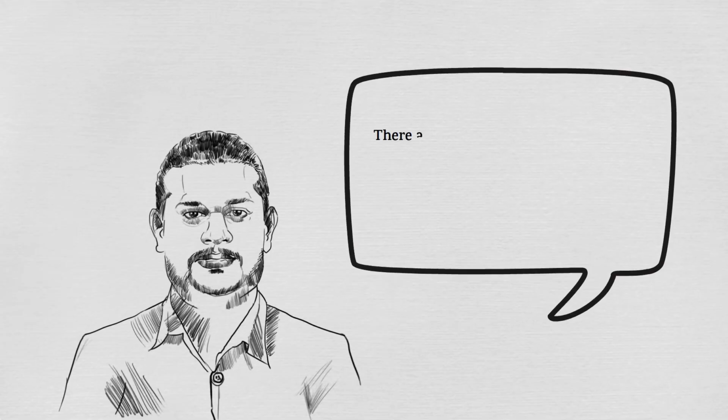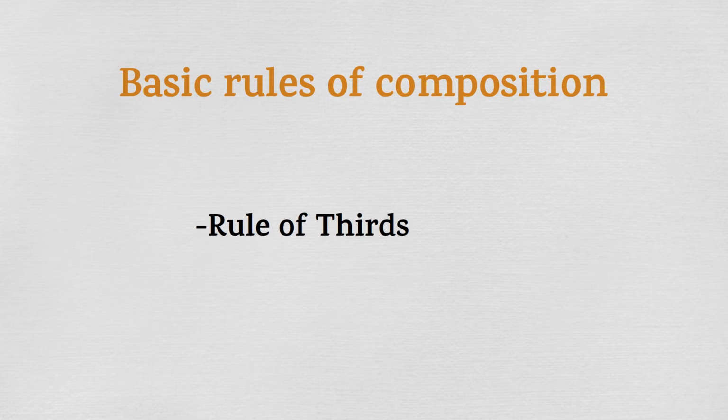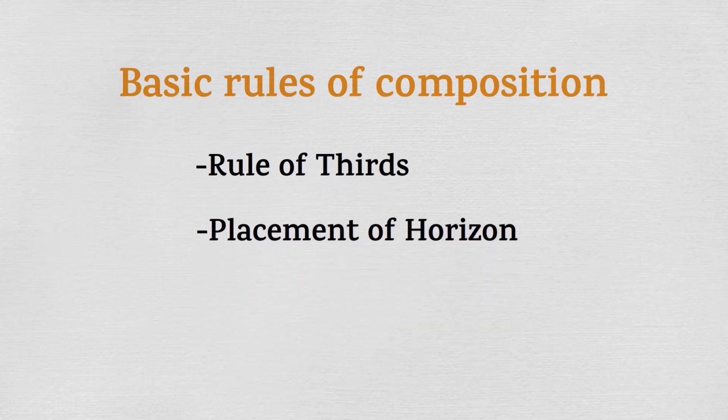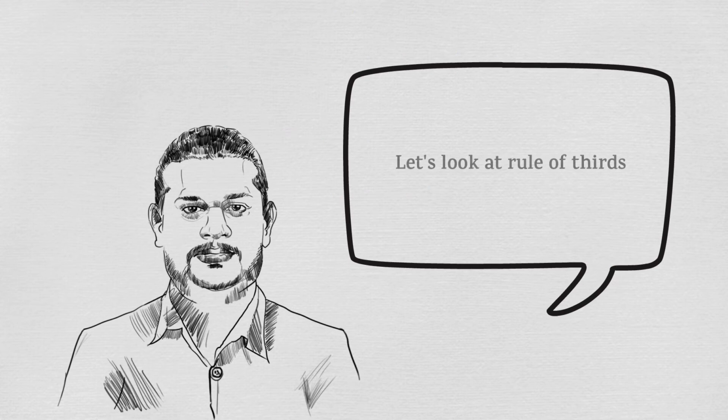There are certain basic rules of composition which we use to get aesthetically good pictures, and we will be looking at them in detail. Let's start with the most common one, the rule of thirds. There is also where you place the horizon, and there are rules of leading lines and patterns and textures. So let's look at the rule of thirds.